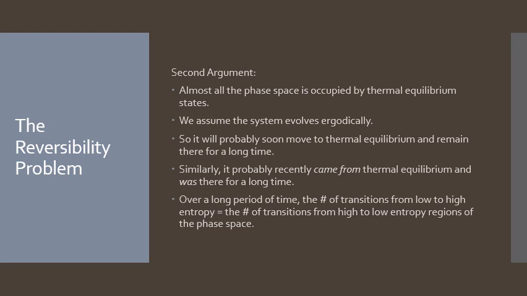But exactly the same reasoning suggests that it probably recently came from thermal equilibrium and was there for a long time. So in other words, because almost all of the phase space is thermal equilibrium, that means that the most likely state for the system to be headed towards is thermal equilibrium. It also means that the most likely state for the system to have just come from is thermal equilibrium. Also, over a long period of time, if you think about it, the number of transitions from low to high entropy states should be equal to the number of transitions from high to low entropy states.